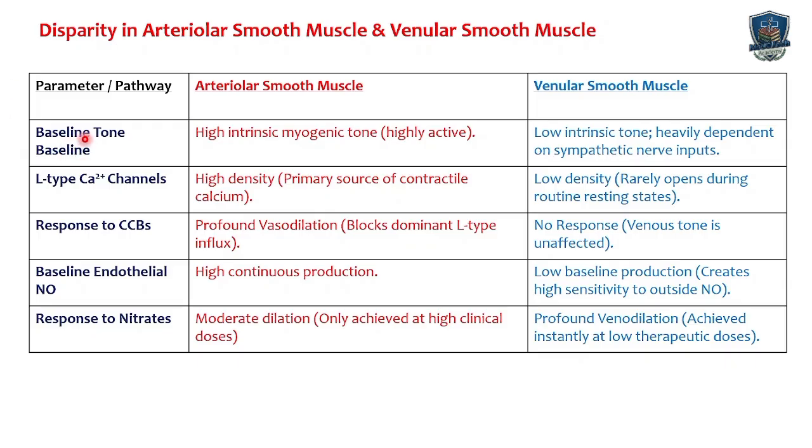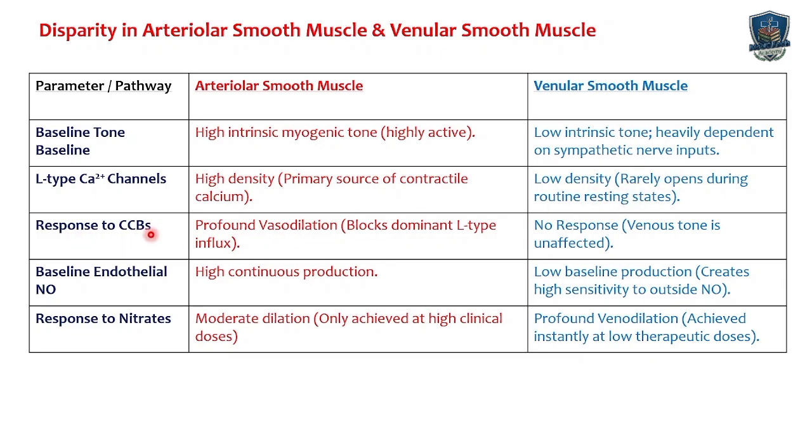Now, when it comes to baseline tone, in arterial smooth muscle cell there's a high, very active intrinsic myogenic tone. And in venular smooth muscle, there's a low intrinsic tone, which heavily depends on the sympathetic nerve input. So this one tends to depend on an outward stimulus to stimulate its contraction. Then, when it comes to the L-type calcium channels, in arterial smooth muscle there's high density, the primary source of contractile calcium, and here there's low density, so they rarely open during the routine resting state.